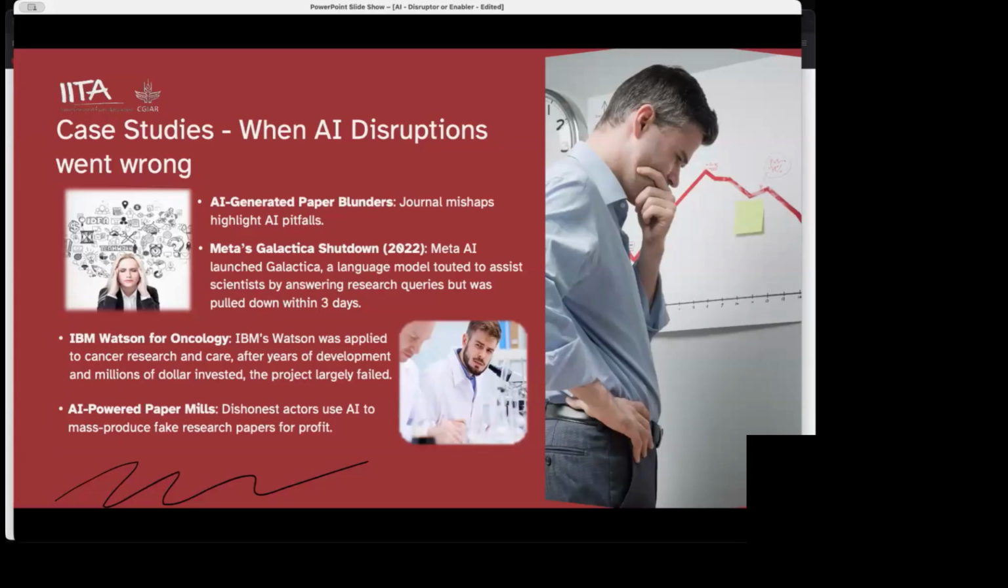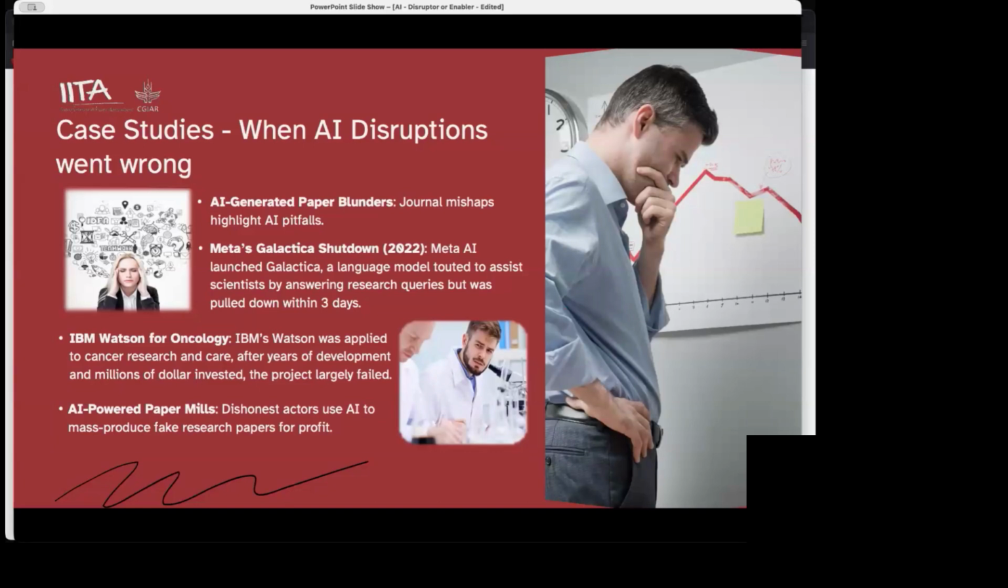A very good example again is Meta, which is Facebook parent's company. They launched an AI model, which they called Galactica, in late 2022. It was supposed to help scientists by answering research questions and summarizing papers, like an AI research assistant. It's a very good innovation.